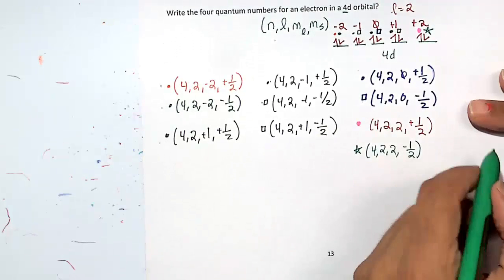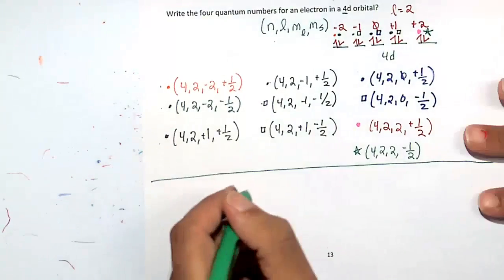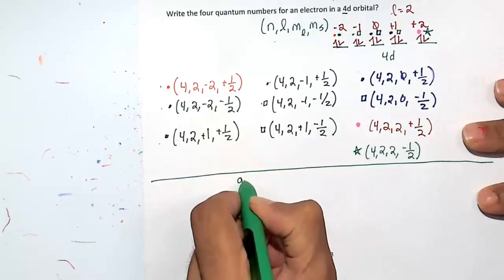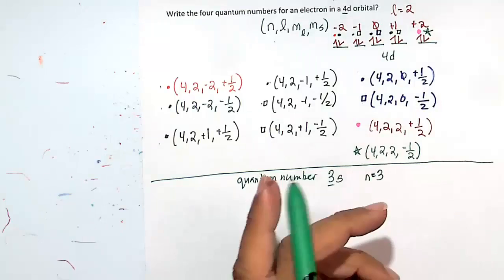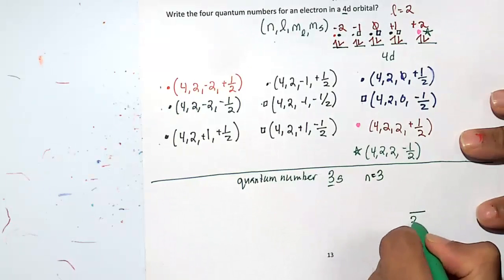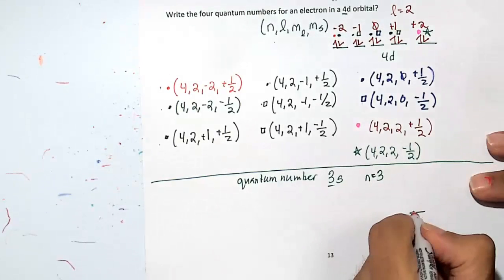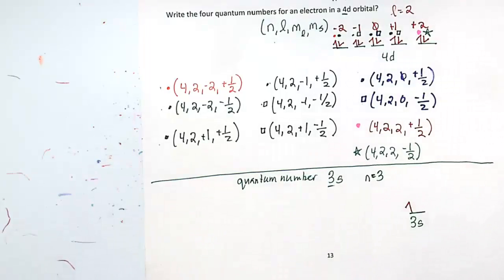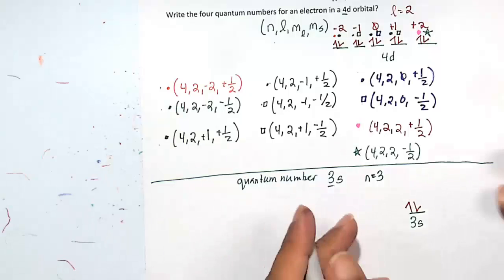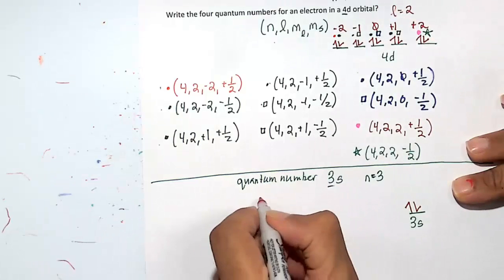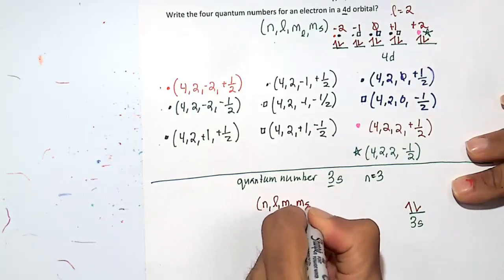Okay, let's throw in 3s. So the quantum numbers for a 3s orbital: automatically n will equal 3. So what does 3s look like? Here's how the electrons go. They're going to go spin up, and then spin down. There's only one slot. So again, what is n, l, m sub l, and then m sub s?